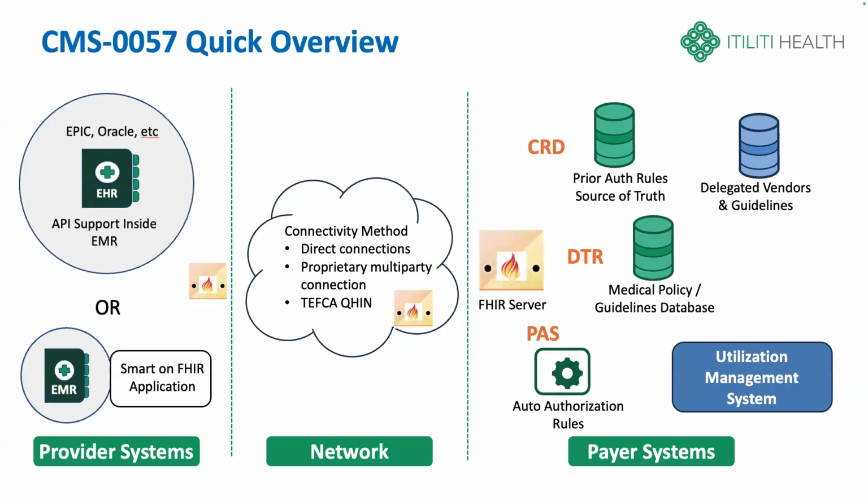The next entity in the middle is the connectivity methods. There are various ways that an electronic medical record system or SMART on FHIR application could connect to the payer's systems. Those connection methods are direct connections between those two systems, some kind of proprietary multi-party connection from a third-party organization that has created a mechanism for those things to connect, or a standards-based TEFCA QHIN technology system that can connect these systems together.